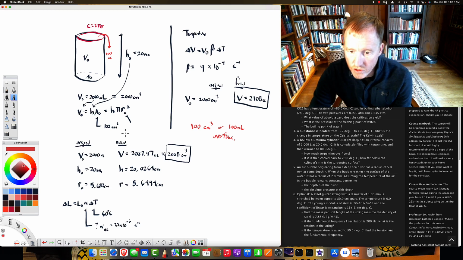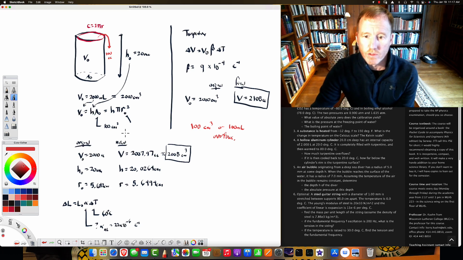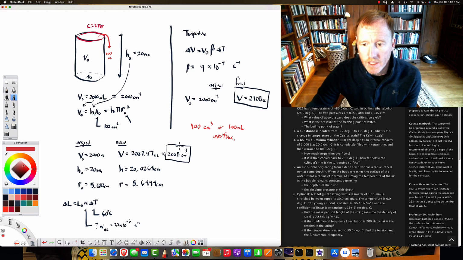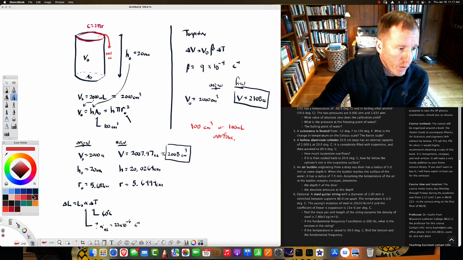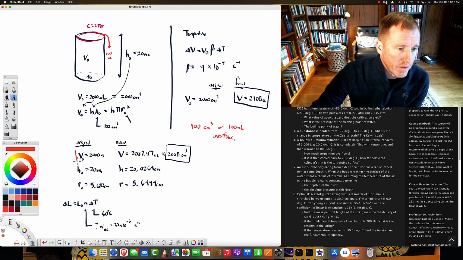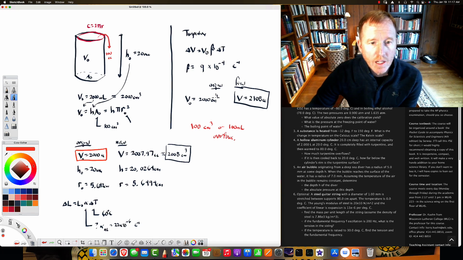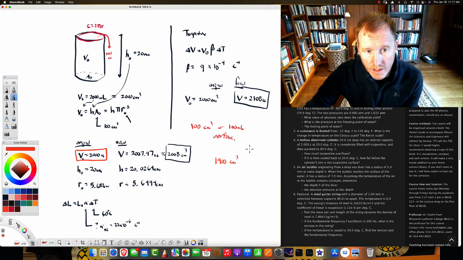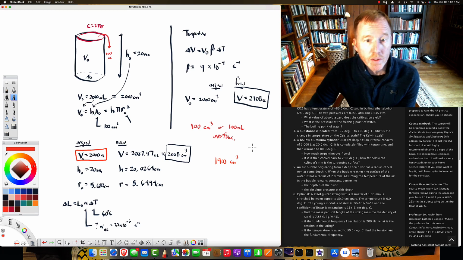Okay, so that answers the first question. What is the amount of turpentine that overflows? And the second question is then, if it cools back to 20 degrees Celsius, how far below the cylinder's rim is the turpentine surface? Well, that's pretty straightforward to answer, because now when it contracts back to its original size, what's going to happen is the volume is going to go back to 2,000 cubic centimeters, and we will have had 100 cubic centimeters of turpentine overflow, right? So when it contracts back to its original size, there will only be about 1,900 cubic centimeters of fluid left in the can.